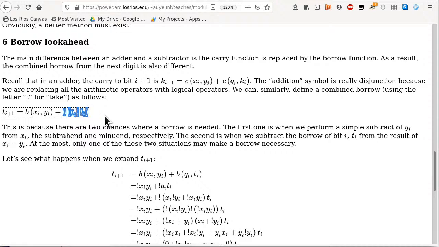Now, it makes sense from two perspectives. It makes sense from the perspective of the Boolean expression that we use to compute borrow, which is negating qi and the non-negated ti. Since qi is a 1, not qi is going to be a 0, so the borrow is going to be a 0. So this is looking at it from the perspective of the Boolean expression that we use to implement the borrow.